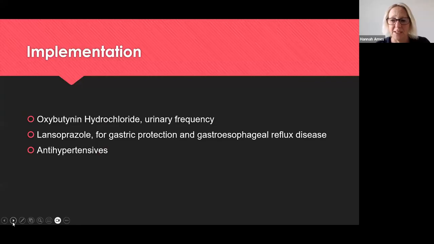And then obviously, depending on the patient's history and background, there may be some specific medications due to their past medical history. Occasionally, there's things like oxybutynin hydrochloride, which is an antispasmodic to help reduce urinary frequency. They might be on things such as lansoprazole, maybe for gastric protection, or potentially a history of reflux disease. They might also have a history of antihypertensives or maybe diabetes as well. So just be aware of those common medications for common presenting conditions in the older population.